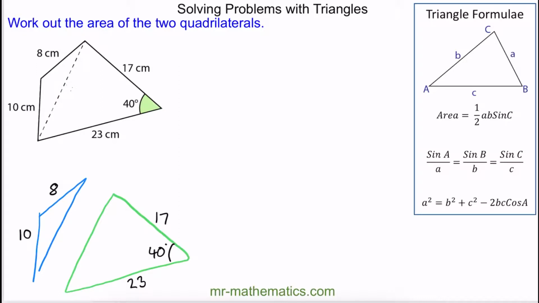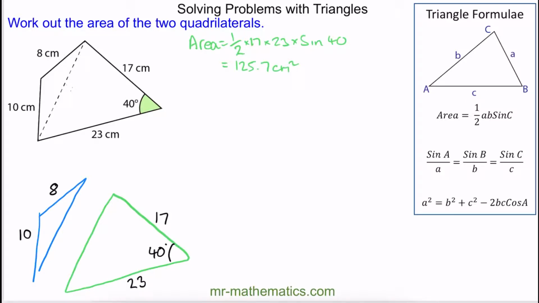So I'm going to begin by working out the area of the green triangle, because I've been given the angle 40 degrees between the two known lengths. So the area of the green triangle will be 1/2 ab, or 17, times 23 times the sine of C, which is the sine of 40. And this works out as 125.7 centimeters squared to 1 decimal place.